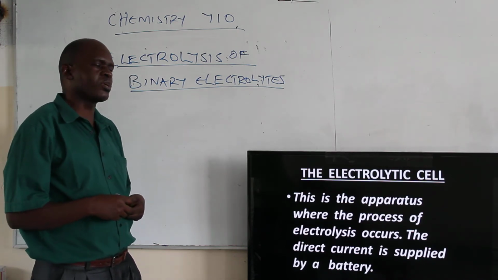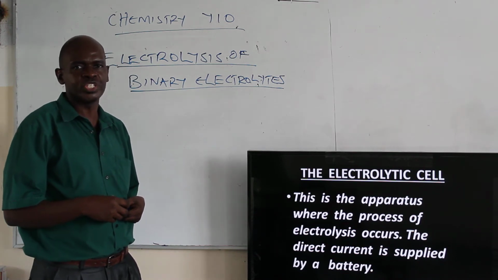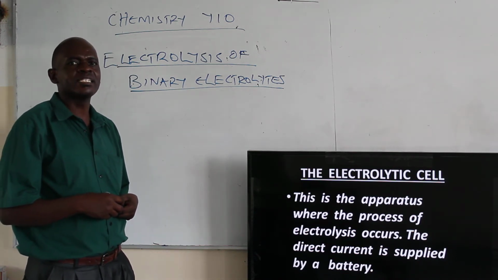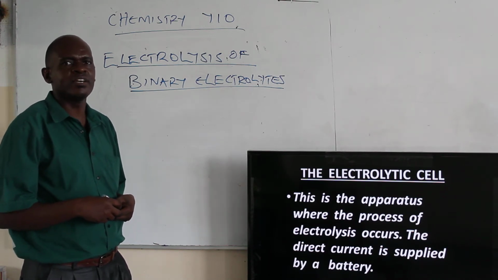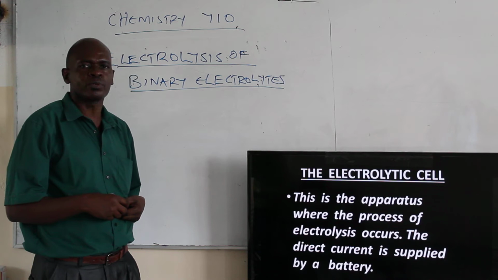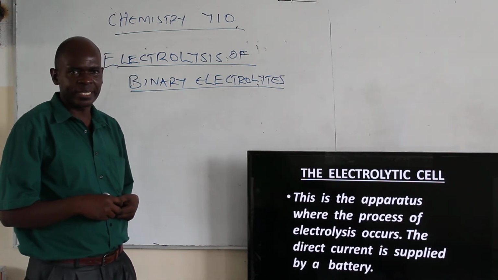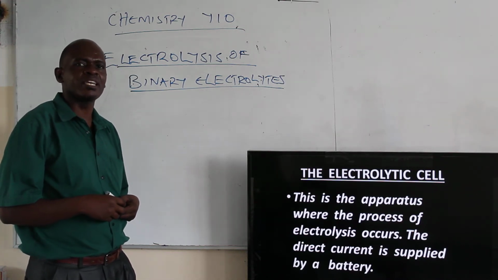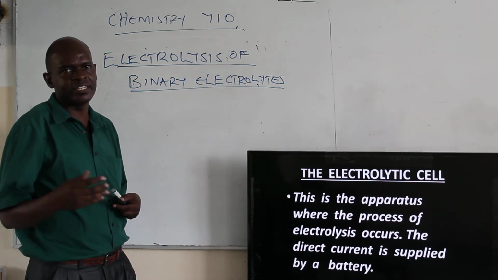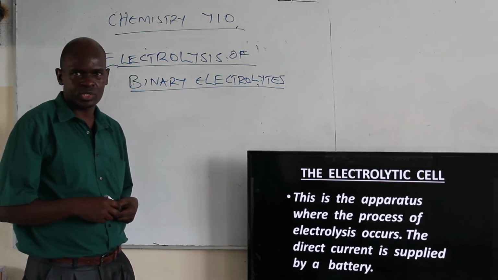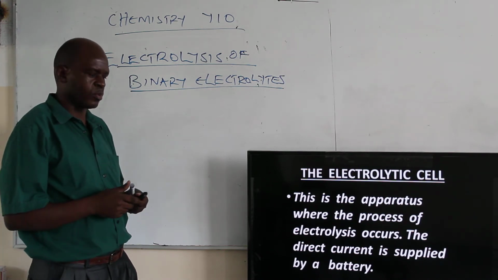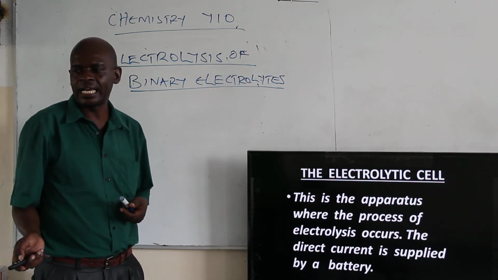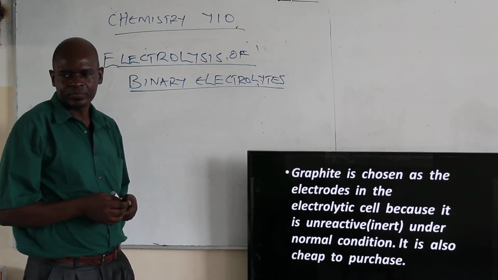Which means that we are looking at a process in which electric current leads to the decomposition of a substance and the formation of new products. Don't forget that we are still looking at chemical reactions. We have looked at different types of chemical reactions. So one of those reactions is the one we are looking at today under electrolysis.